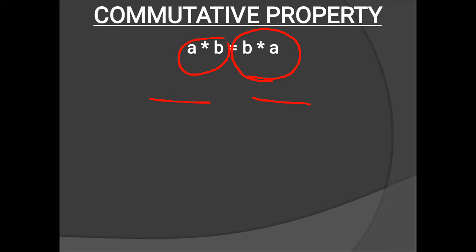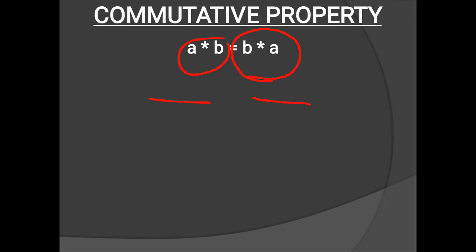But mind you, the commutative property deals with position, 2 variables and 1 operator. Here the variables are A and B, the operator is star. It says whichever way I put it, if I change the positions of the numbers, they should still give me the same answer. 2 times 3, I said 2 times 3, okay, 2 times 3 is 6. I thought I said 2 times 5.